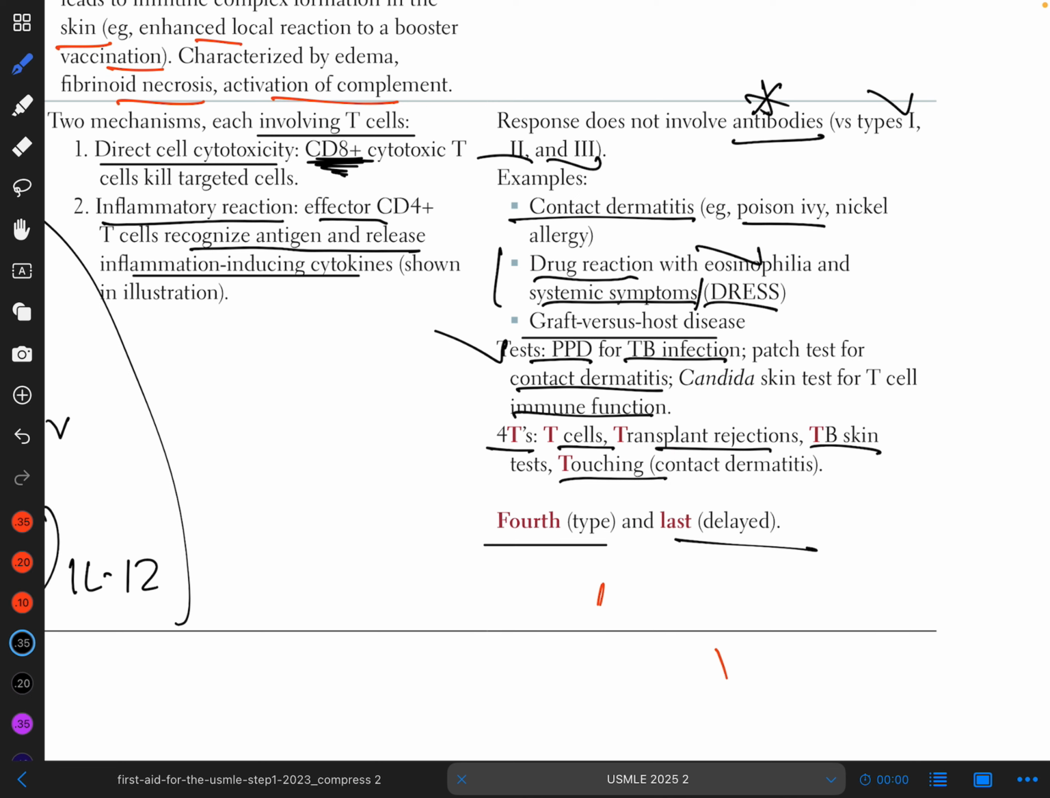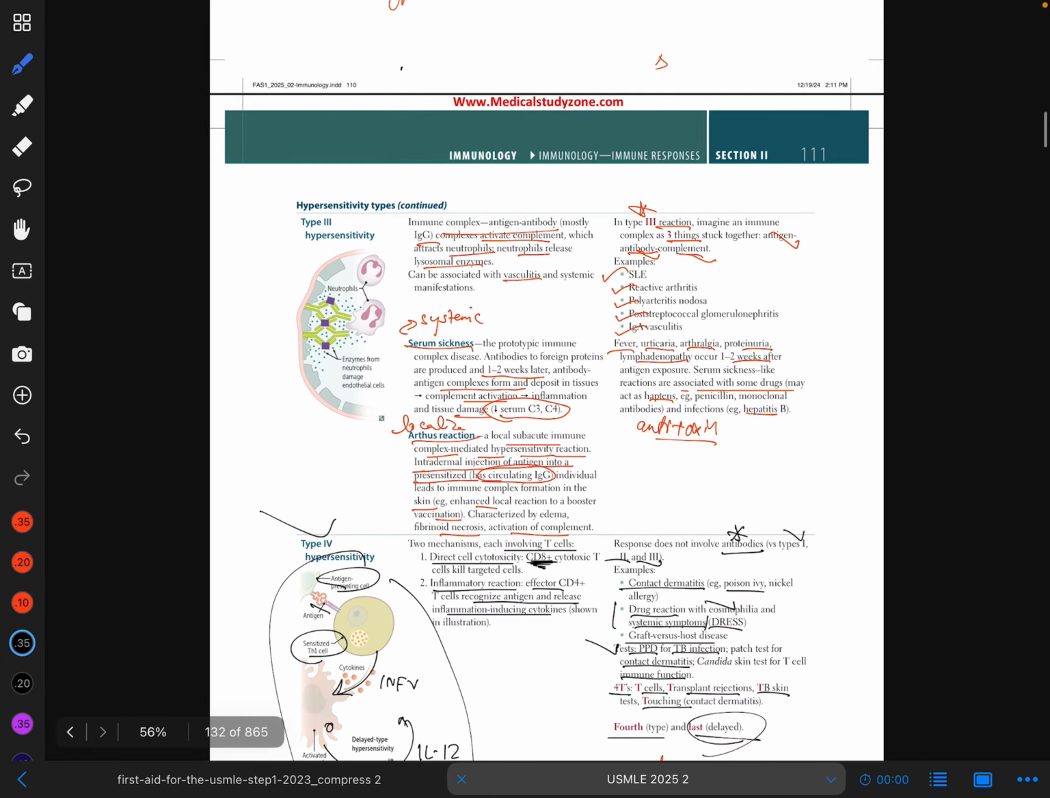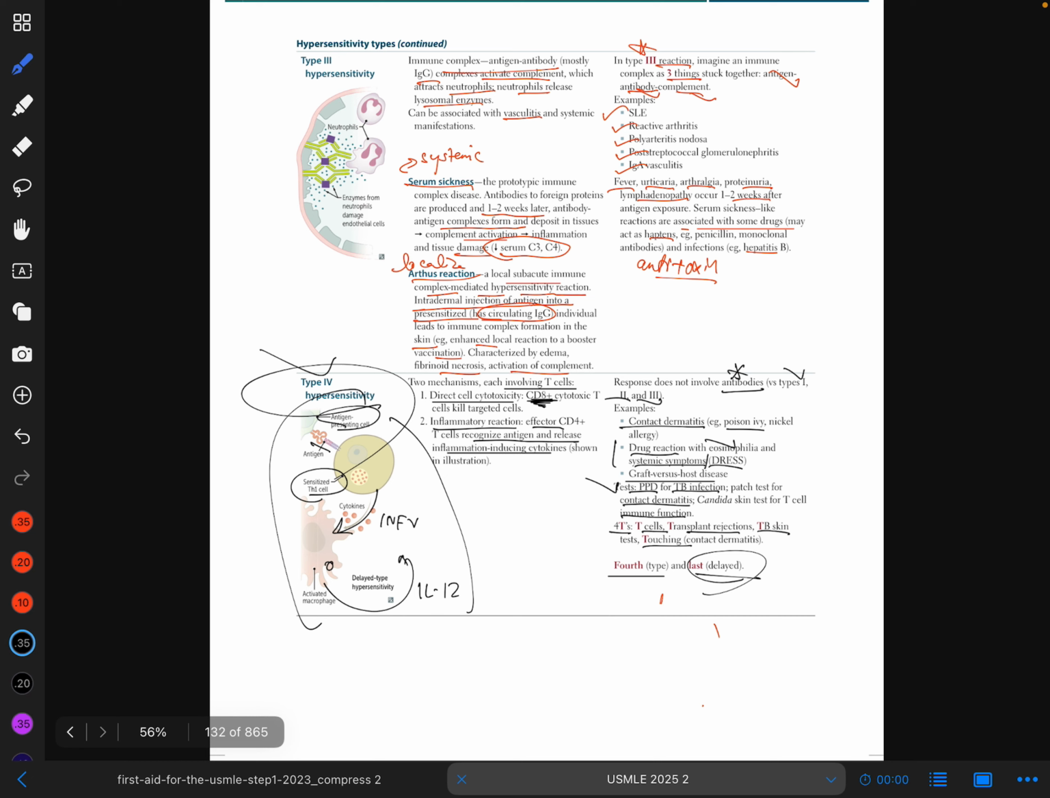And fourth is the last, so they give a delayed response. As you know, in type 1 you get a response within minutes. In type 2 you get it within hours. And type 3 takes about 8 to 12 hours or 1 to 2 weeks. In type 4 you get a delayed response after 2 to 3 days. In 12 to 48 hours after exposure, they start to show redness, itching, and erythema. This is all about hypersensitivity.